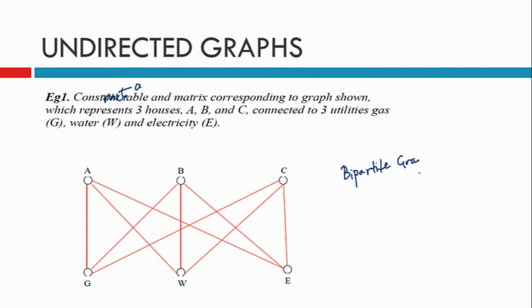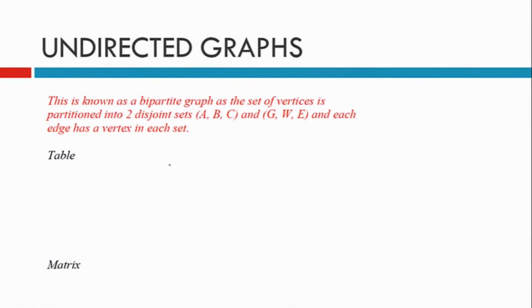The reason being is because we have partitioned this into 2 disjoint sets, A, B and C being the houses, and G, W and E being the utilities. So you can see that we can draw a line between them and they are split. So, alright everyone, we're going to be doing a matrix here by itself. We won't do a table because the table, as you can tell, is the same. So straight across the top we've got our houses A, B and C, and we also have our utilities G, W, E, and of course we need to do that along the side as well, because we have to be able to show whether they connect to each other or not.